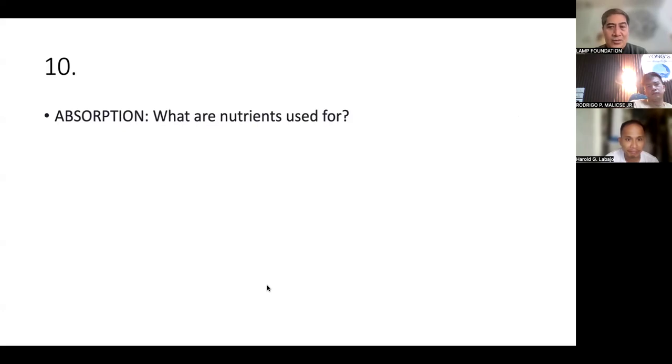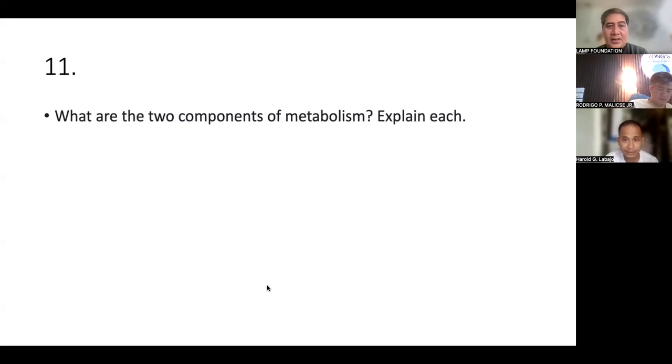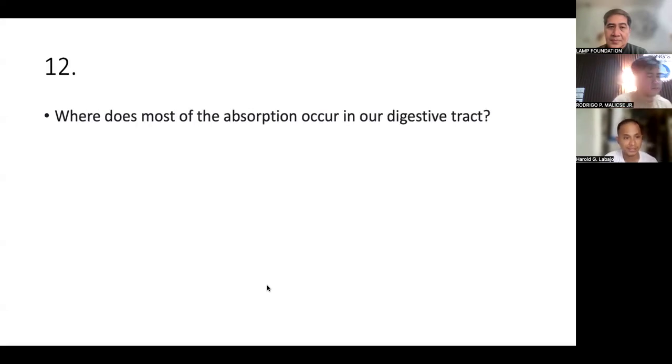What are nutrients used for? For energy and as building blocks for larger complex chemicals. What are the two compounds of metabolism, and explain each. Anabolism is the act of building molecules, whereas catabolism is the act of breaking down molecules to release energy.